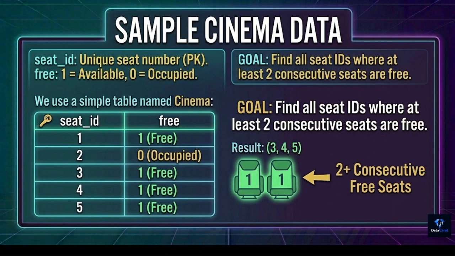Here is our cinema table. It has two columns, seat ID and free. Seat ID column is our sequence. For this video we assume them as integers, so we can use basic math to find the neighbors. Free column is the Boolean style flag. Looking at the rows, which seats should be in our final result? The answer is 3, 4, and 5, right?